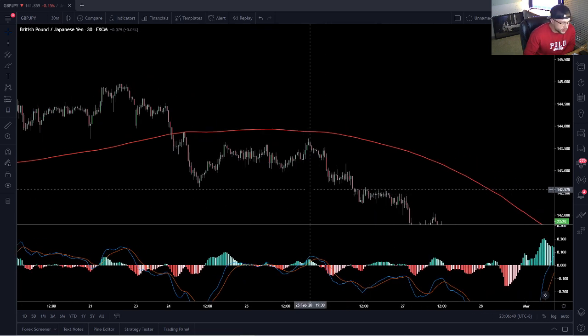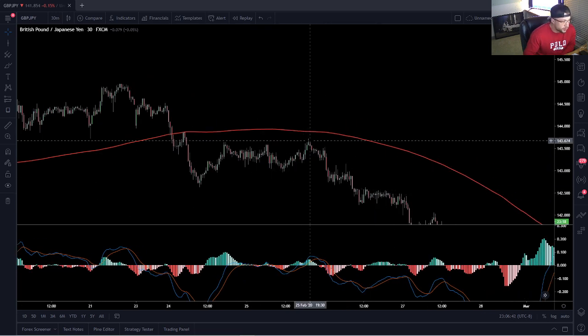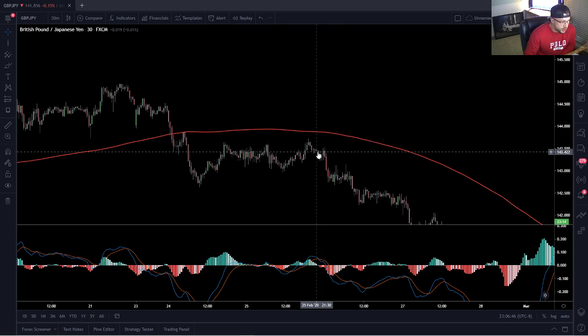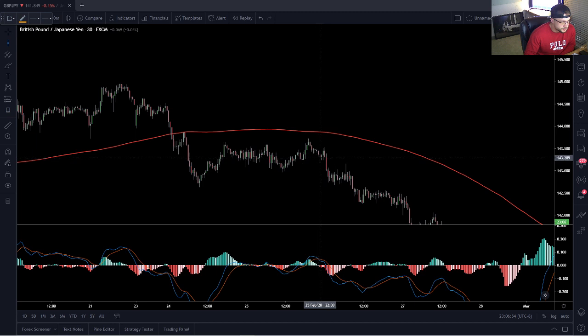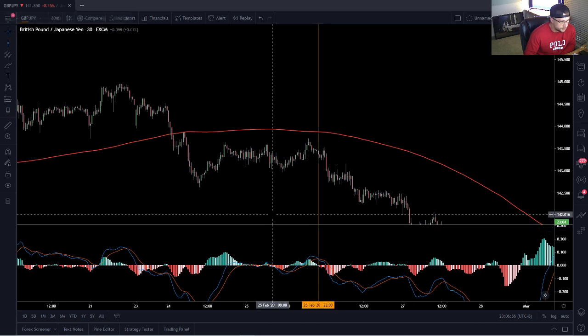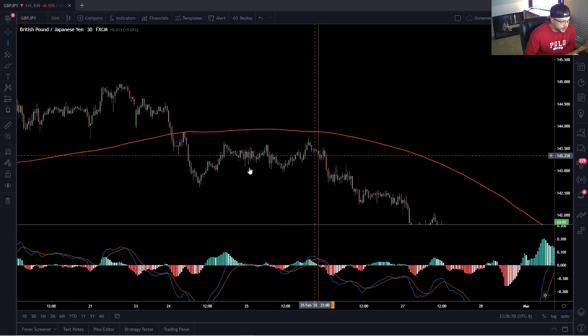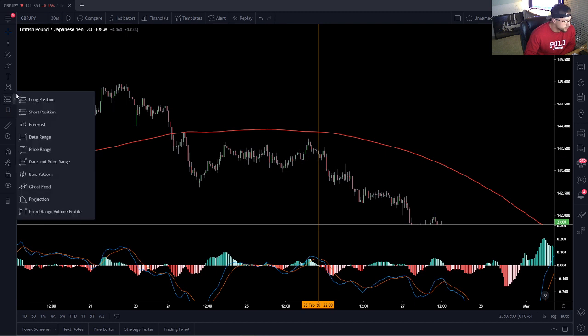All right, right here, we did pull back. We are still under the 200 moving average. We got our cross on this candle right here, this guy. Let's mark him out. Okay, boom. So entry on close of that candle, short position.